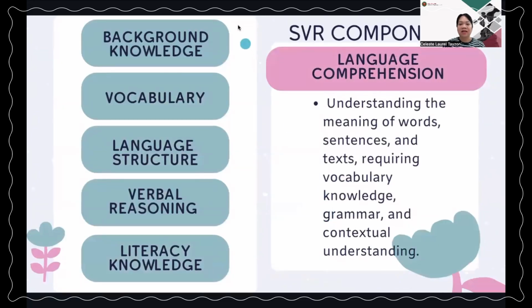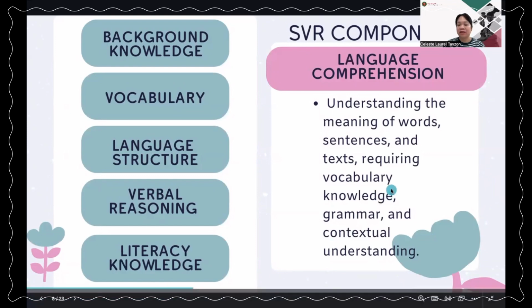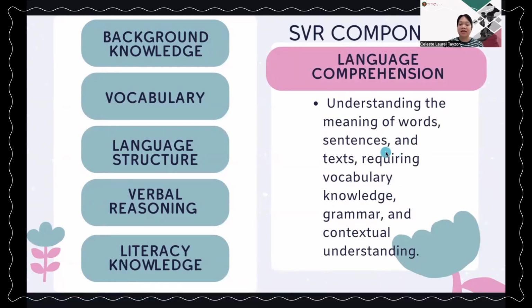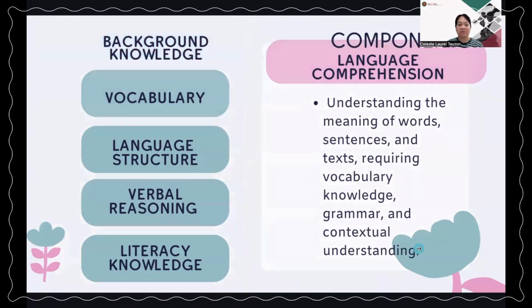Next is language comprehension. So, language comprehension is the understanding of words, sentences, and text requiring vocabulary knowledge, grammar, and contextual understanding. This may include background knowledge, developing background knowledge, adequate vocabulary skills, language structure, verbal reasoning, and literacy knowledge.